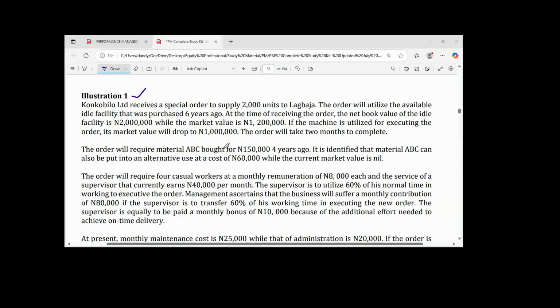Cocom Below Limited received a special order to supply 2,000 units to Lagbaja. The order will utilize the available idle facility that was purchased 6 years ago. At the time of receiving the order, the net book value of the idle facility is 2 million naira, while the market value is 1.2 million. If the machine is utilized for executing the order, its market value will drop to 1 million. The order will take 2 months to complete. The order will require material ABC bought for 150,000 4 years ago. It is identified that material ABC can also be put into an alternative use at a cost of 60,000 naira, while the current market value is nil.